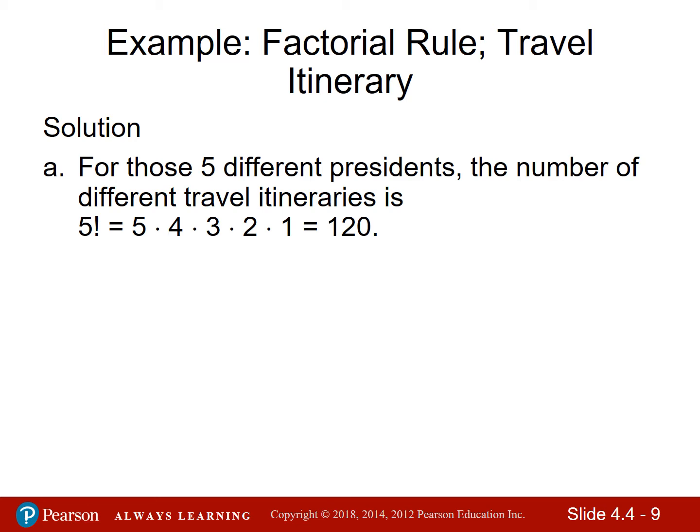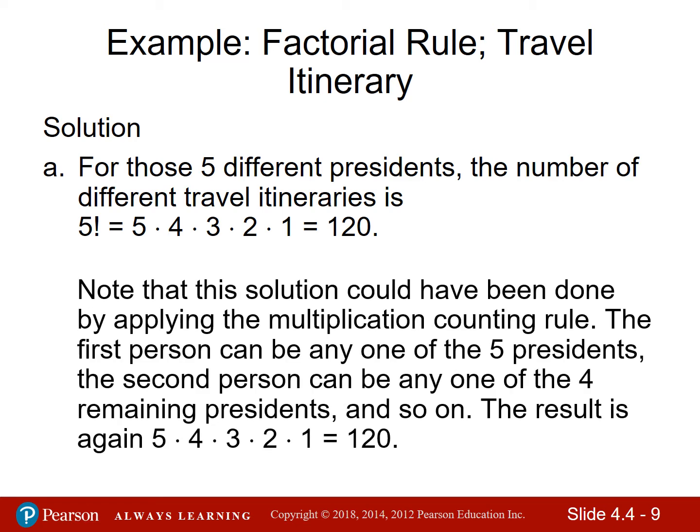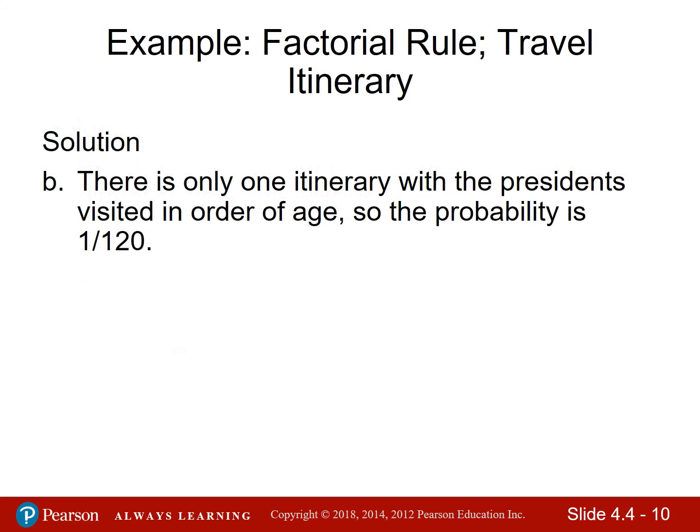So what should be the probability here, right? You're only choosing 1 out of 120, okay? So there is only one itinerary with the presidents visited in order of age. So the probability is 1 out of 120.